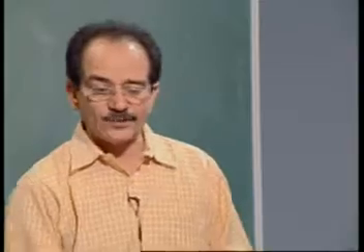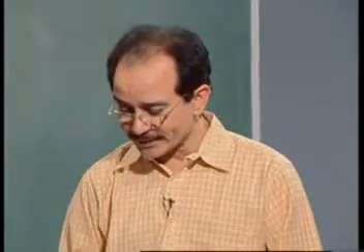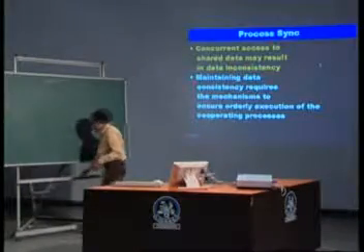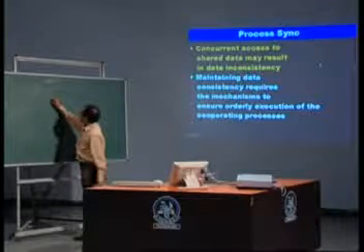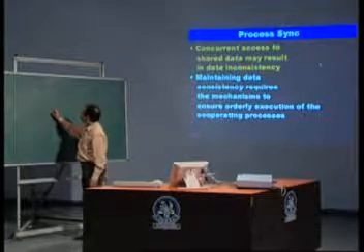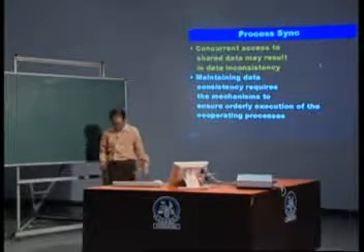Now, once we say my processes are executing in a cooperative mode, what do I have to do? I must be able to synchronize them. Why do we need synchronization? Let us say I have this example: there is a process A and a process B. I explained this example in the earlier sessions also.